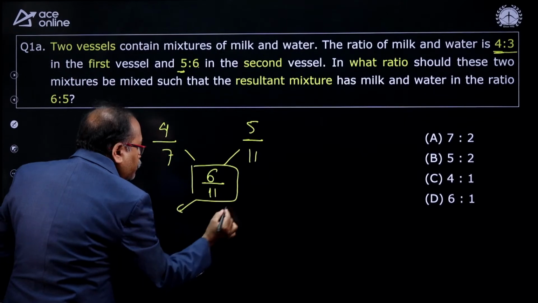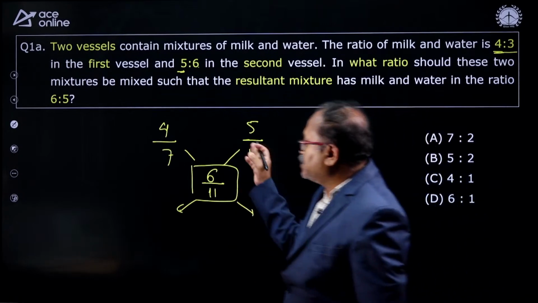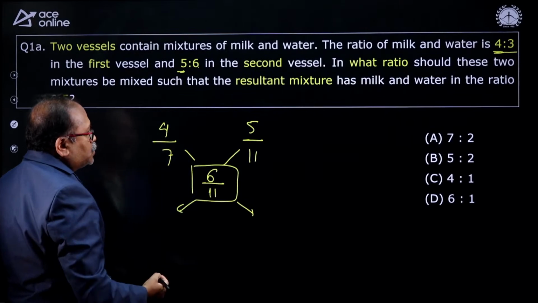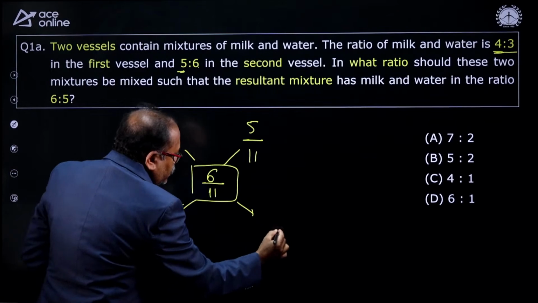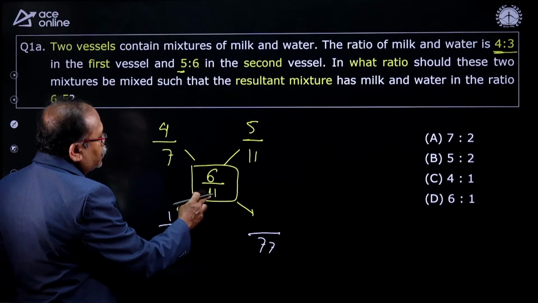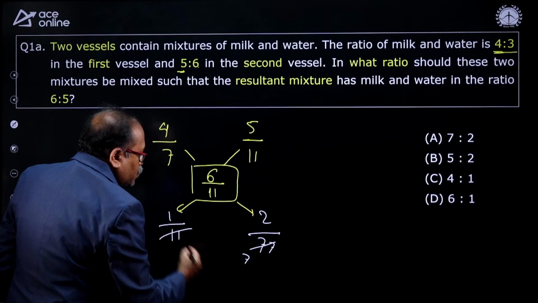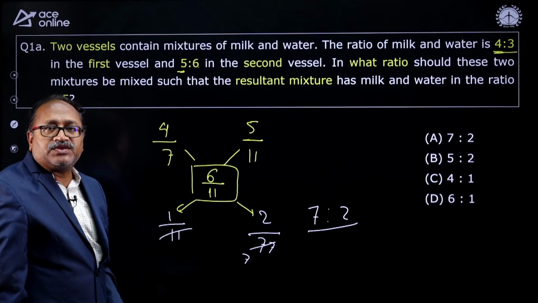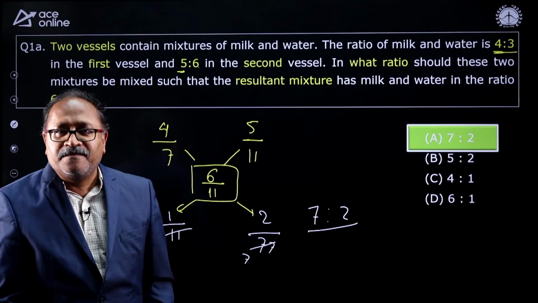Now you know the alligation mixture method. This cross difference will give us the ratio. So let's take the difference over here. So here 5/11 minus 6/11, I know that this is 1/11. And then 77 is your LCM. And then with this 7, 6 is 42 and 44, so 2/7, and as it gets cancelled 7 times, 7 will come over here. I get this as 7:2. Do we have any option 7:2? Yeah, that's right, option A.